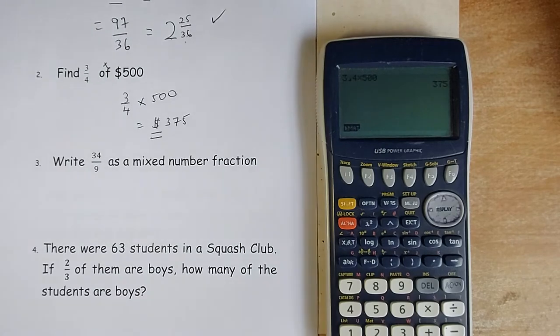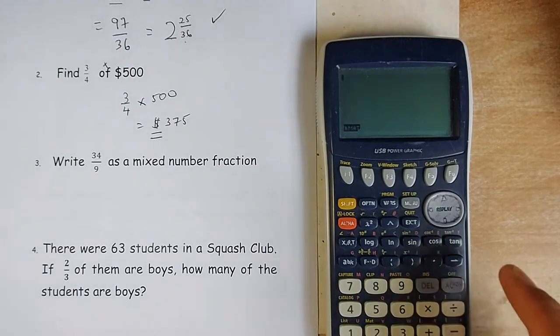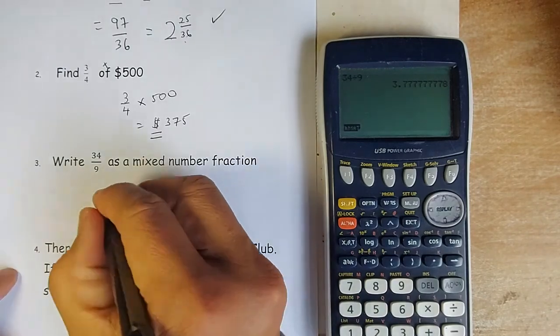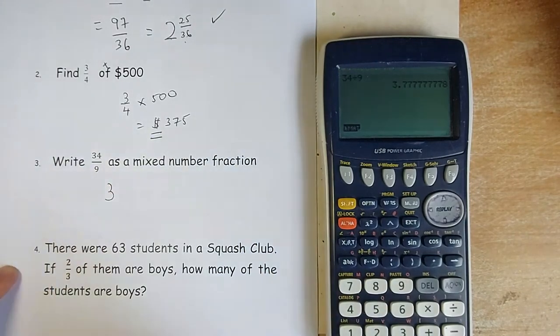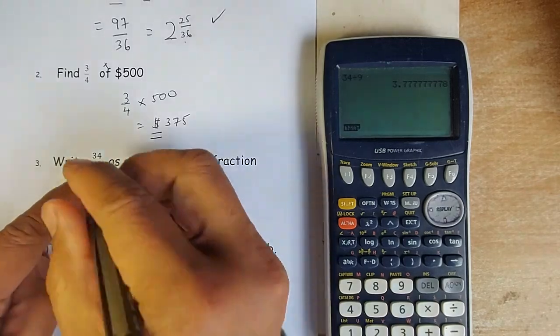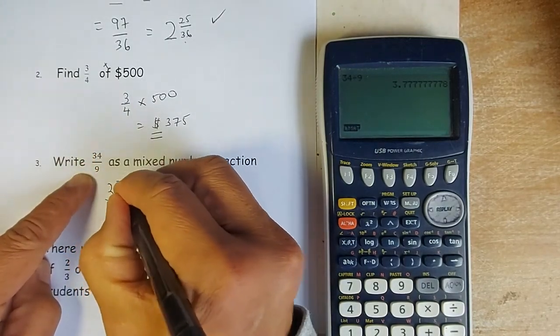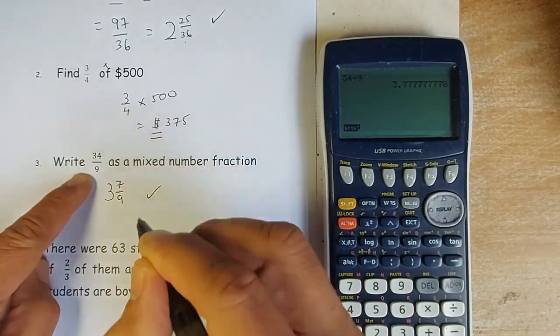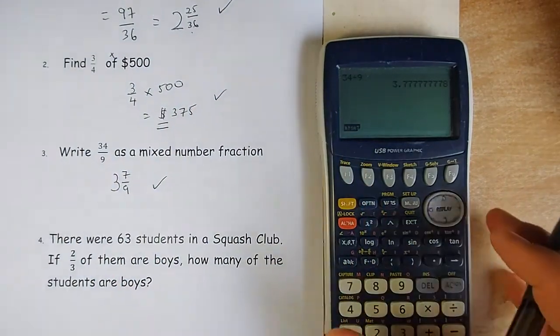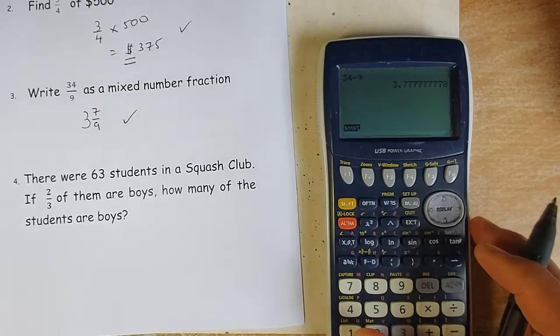Now the next question is express 34/9 as a mixed number fraction. The first thing you do is divide 34 by 9, and the answer is 3.7. So 3 is the whole number, and 3 times 9 is 27. To get 34, there's another 7 more, so 7/9, and that will be the next mark. Not too bad, right? Now we do the last question on this page.